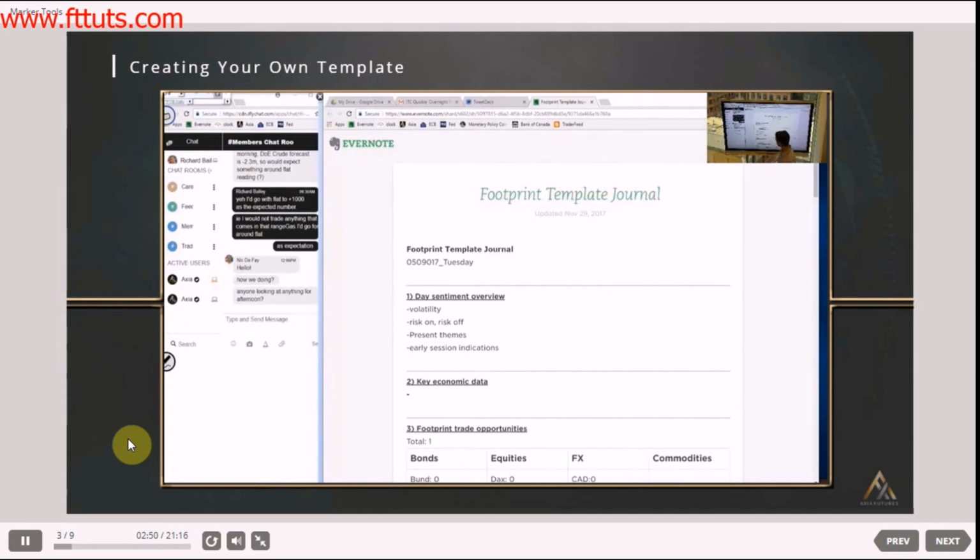Okay, so the first most important thing, I'm utilizing Footprint within the Evernote, and the first thing to understand is you need to be able to summarize a day. Why? Because within any given day, a number of variables are coming out, what we call noise. So the first place I like to start is to summarize the entire session within a couple of words.